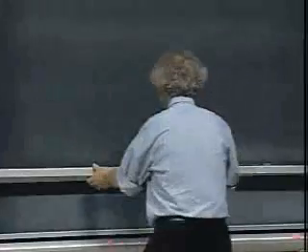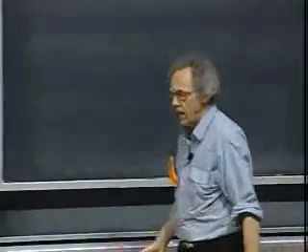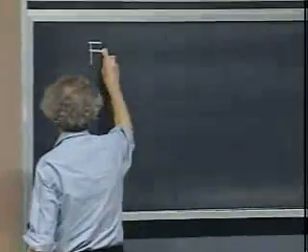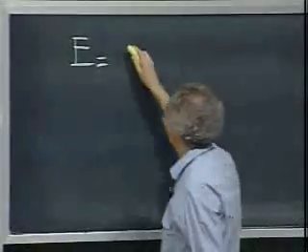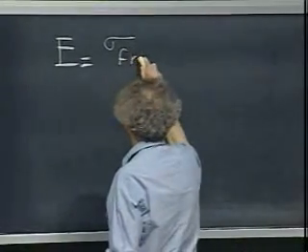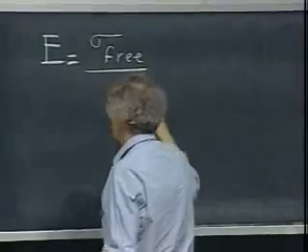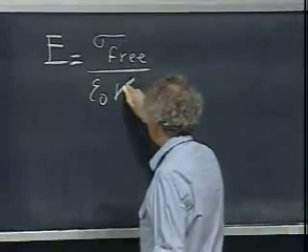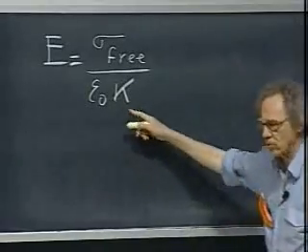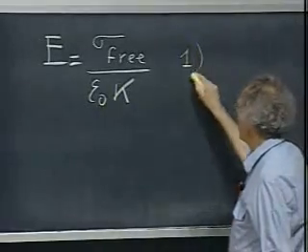I could write down a few equations now that you can always hold on to in your life, and you can also use them in the two demonstrations that follow. And one is that E, which is always the net E, when I write E, it's always the net one, equals sigma free divided by epsilon 0 times kappa. There comes that kappa that we discussed today. Let's call that equation number 1.